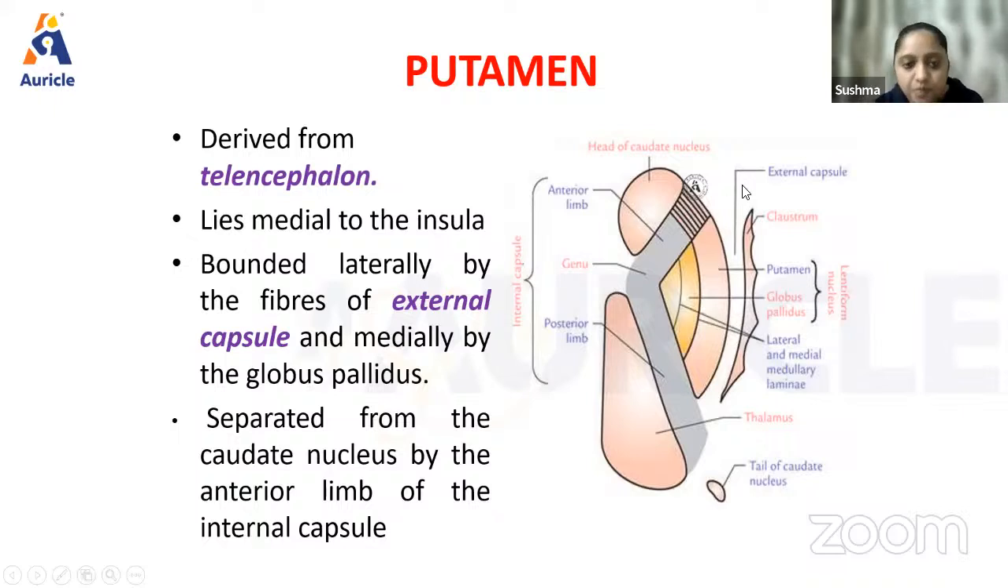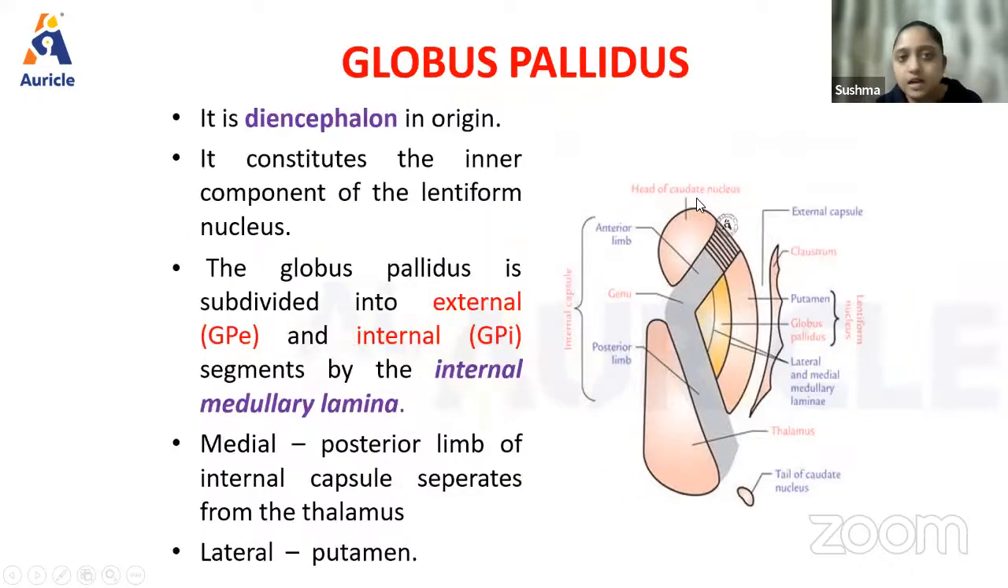It is separated from the caudate nucleus by the anterior limb of the internal capsule. This big structure that you see in blue is the internal capsule, and this is the anterior limb, genu and posterior limb. The one that you see over here is the head of the caudate nucleus, and this is the thalamus. The putamen is separated from the head of the caudate nucleus via the anterior limb of the internal capsule. Then we have the GP. GP is the globus pallidus.